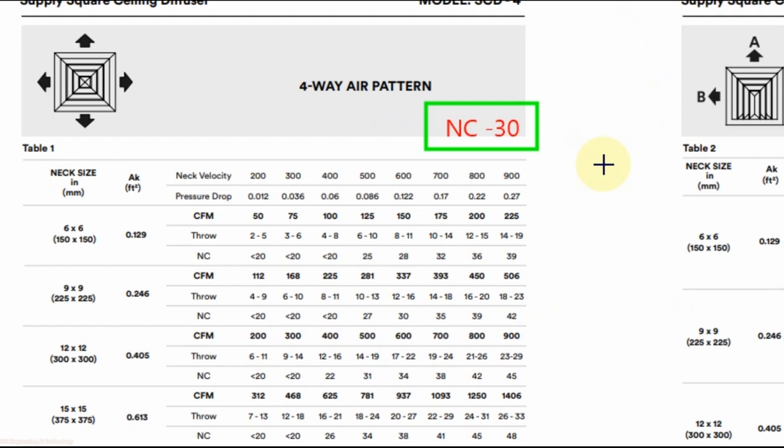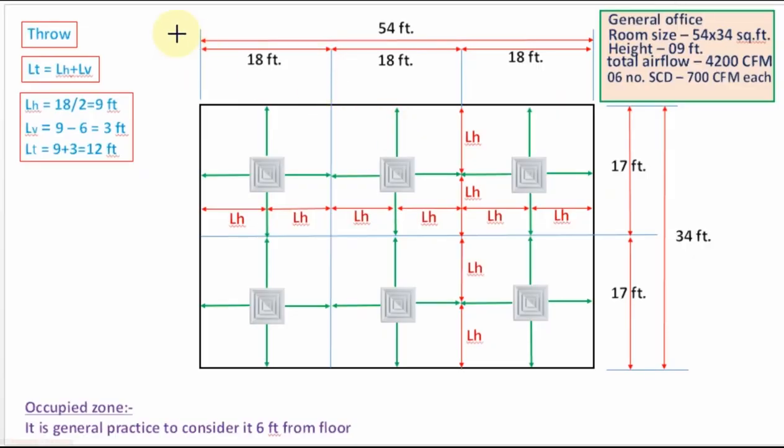To select the square ceiling diffuser, we need number 1, CFM, that we have: 700. Number 2, throw, that we will calculate now. Number 3, NC level. For an office we can use an NC level up to a maximum of 30. Number 4, neck velocity. Generally we use a maximum neck velocity of up to 500 fpm. Now we will calculate the throw for the diffuser. Total throw is equal to horizontal throw plus vertical throw.